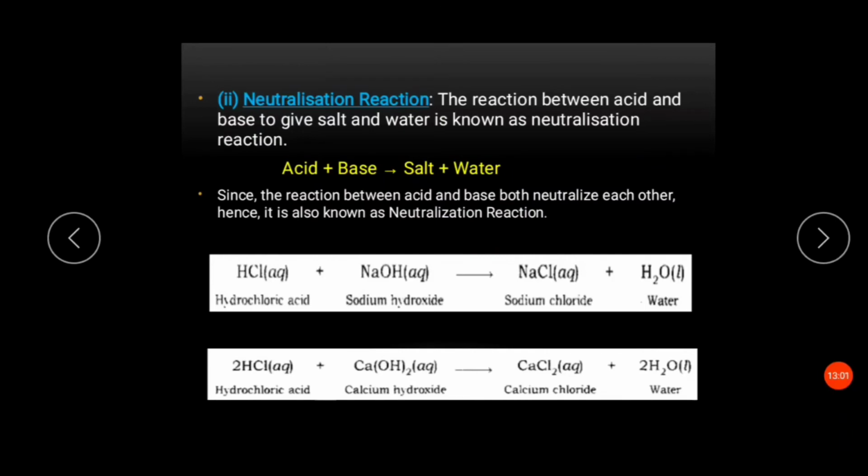The most basic and classical example of neutralization reaction is hydrochloric acid and sodium hydroxide reacting to form NaCl, the common salt, and water. Another one is HCl reacting with calcium hydroxide to give calcium chloride and water. Calcium hydroxide here is the base.